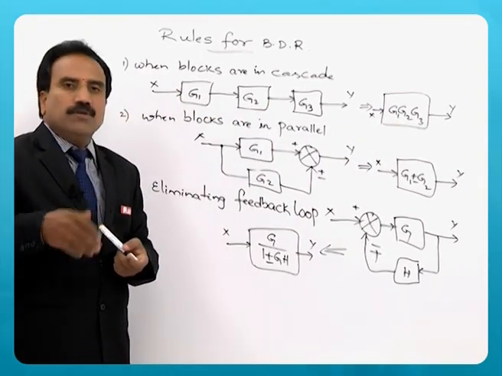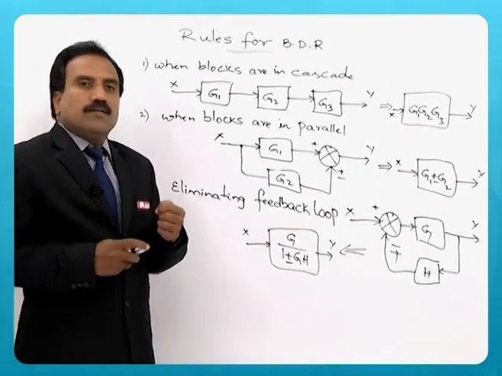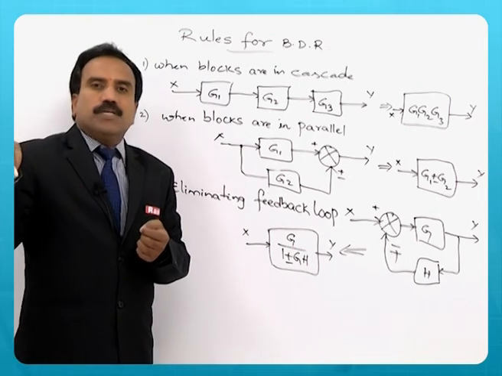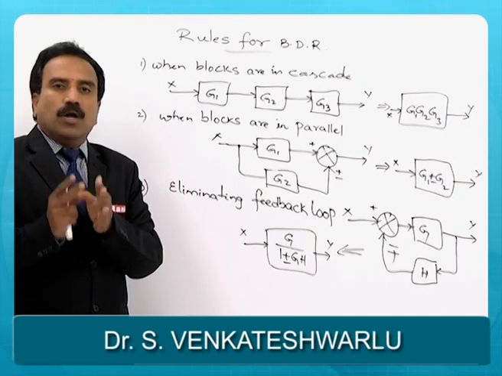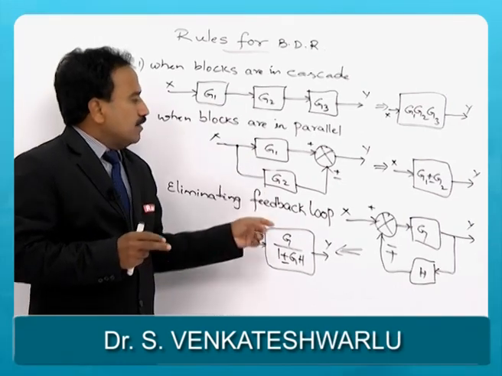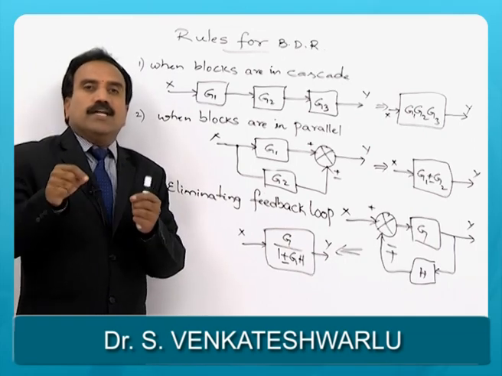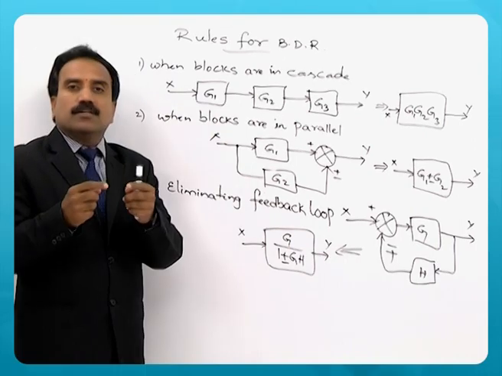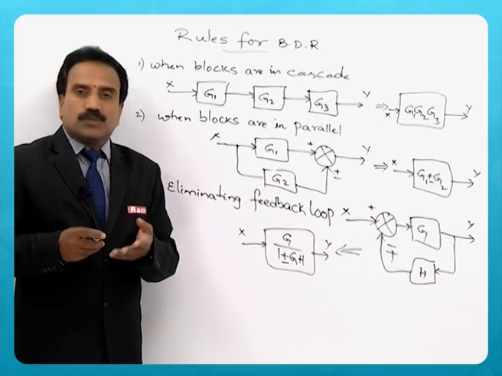Now, further we move to little complex rules, but whenever you apply such complex rules to reduce the given block diagram into a single block, these three are the basic loops. When you apply such a complex rule, you may get certain blocks in cascade, you may get certain blocks in parallel, you may get some loops.